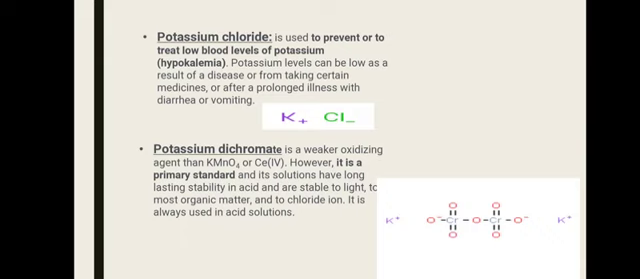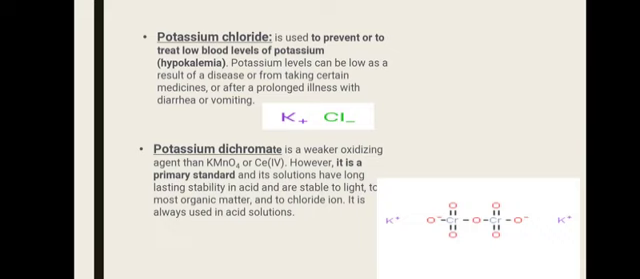So next, potassium chloride. Potassium chloride is used to prevent or to treat low blood levels of potassium, hypokalemia. Potassium level can be low as a result of a disease, or from taking certain medicines, or after a prolonged illness with diarrhea or vomiting. The formula is K+ Cl-.